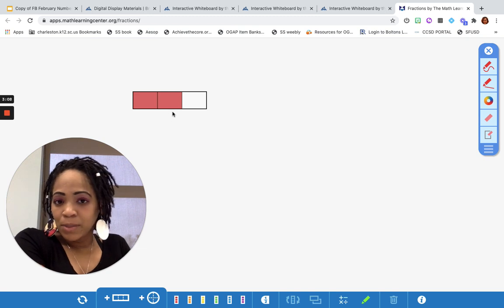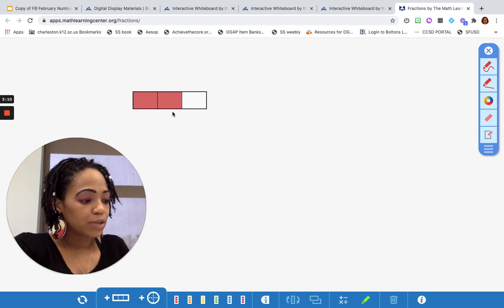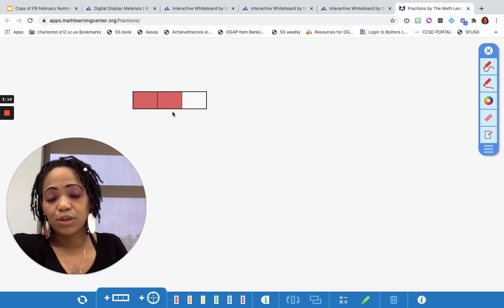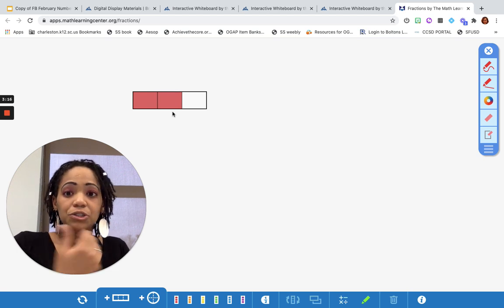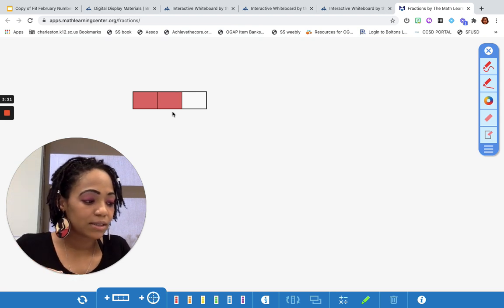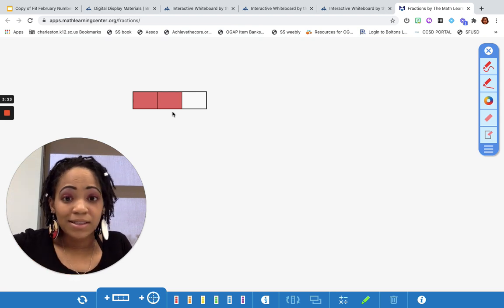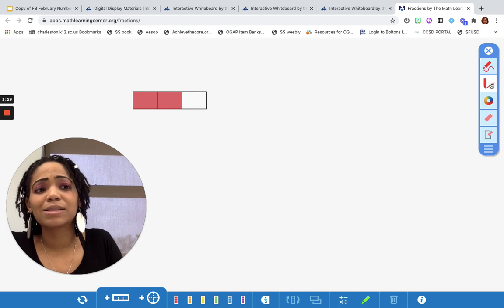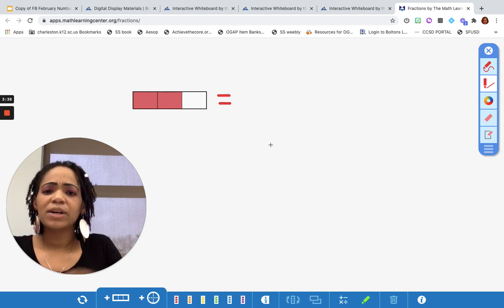So I created a model, and you may want to go ahead and draw a model and divide your model into 3 equal parts, which is thirds, much like I've done, and shade in 2 of the 3 parts, 2 of those 1/3 pieces. And now we can talk about how we can write an expression for 2/3. 2/3 is equivalent to what? So think about that. What is 2/3 equivalent to?